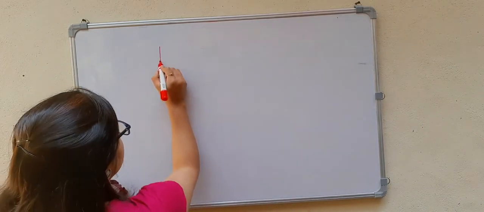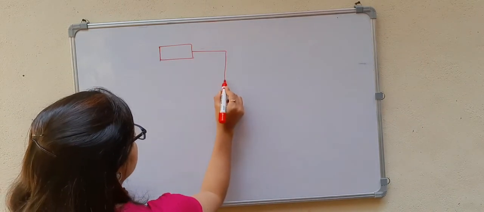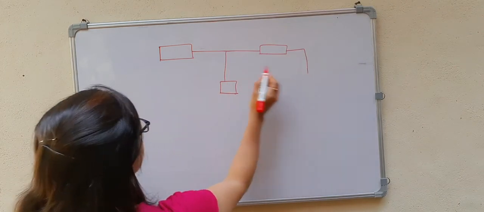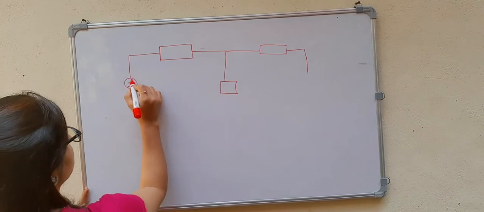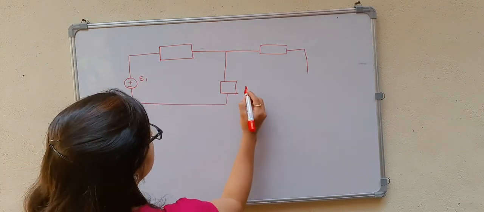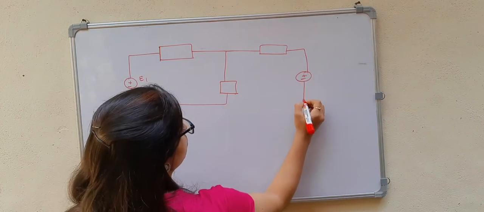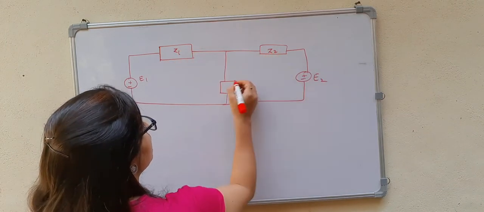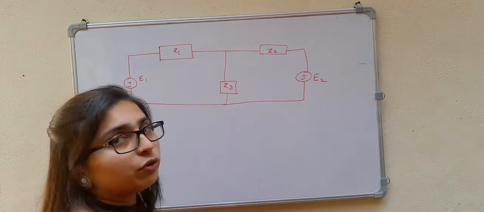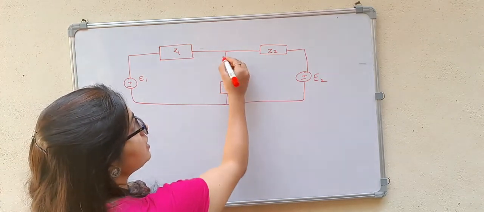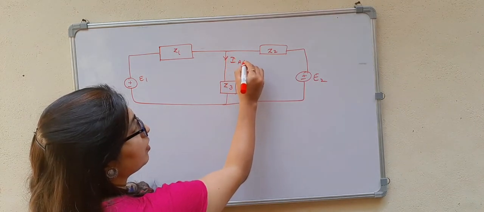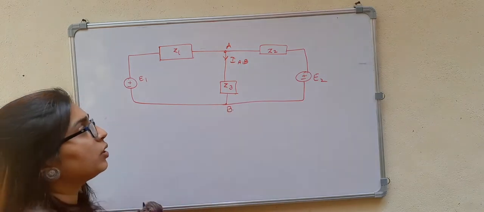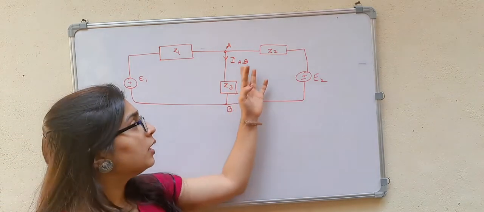I will consider 3 impedances connected like this, and we will consider 2 voltage sources, plus minus E1, plus minus E2, and the other impedances are Z1, Z2 and Z3. Now we have to find the current through this impedance Z3. Let me consider the junction points A and B. Okay, now how to find the current through this impedance.